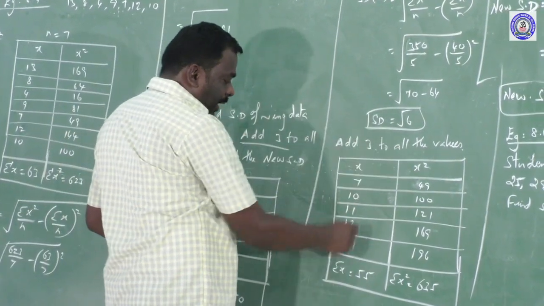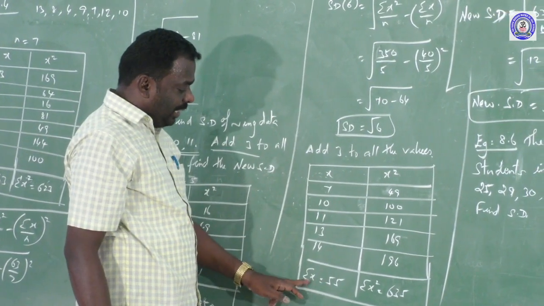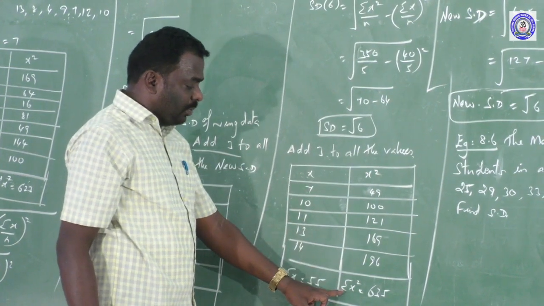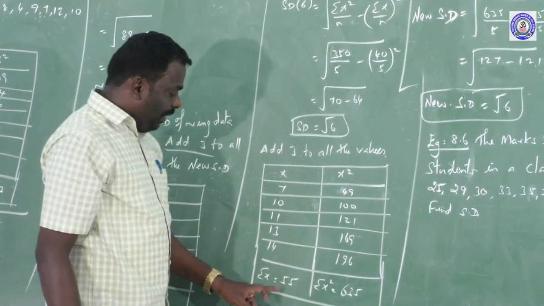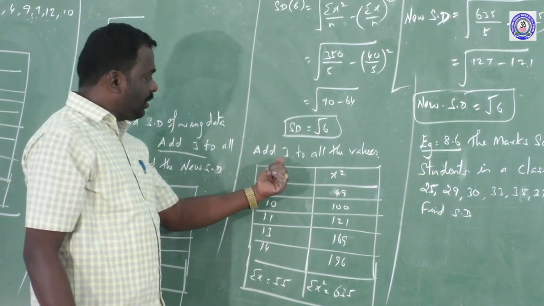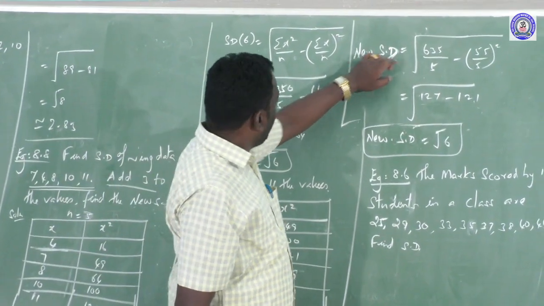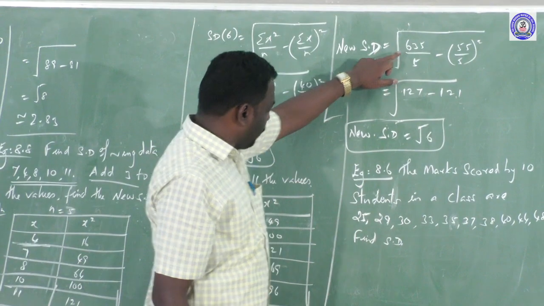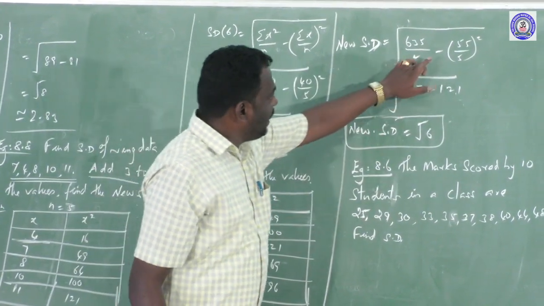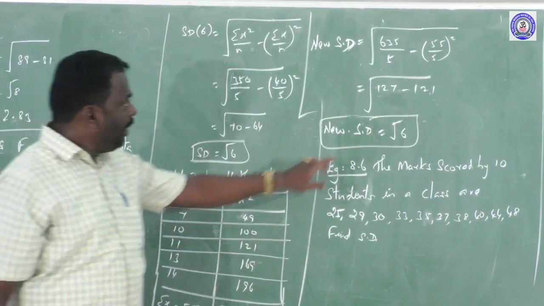For this new data, find the standard deviation. First, adding these numbers, the summation x equals 55, and squaring these numbers, the summation x square equals 635. Now we find the standard deviation for the new data, where each number is increased by 3. Standard deviation equals the square root of the same formula: summation x square, which is 635, by n equal to 5, minus summation x by n, 55 by 5, whole square.